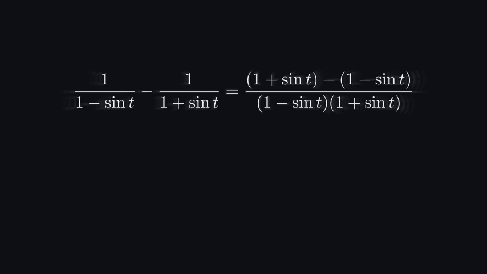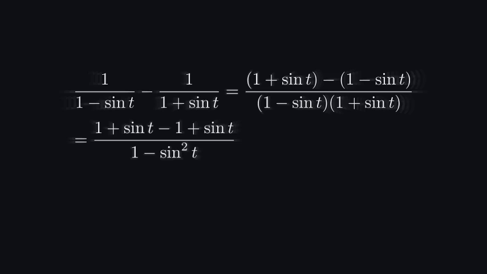1 over 1 minus sine of t, minus 1 over 1 plus sine of t, equals 1 plus sine of t minus (1 minus sine of t) over (1 minus sine of t)(1 plus sine of t), equals 1 plus sine of t minus 1 plus sine of t over 1 minus sine squared of t. Equals 2 sine of t over cosine squared of t.